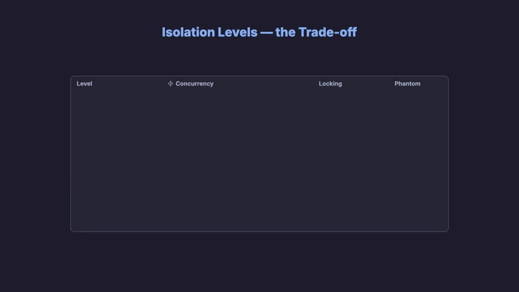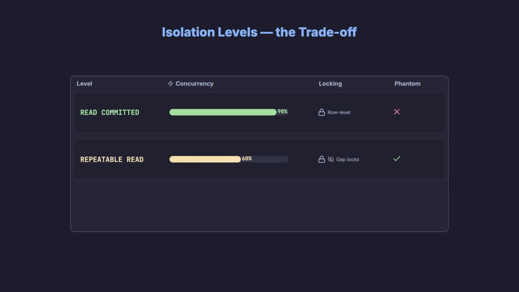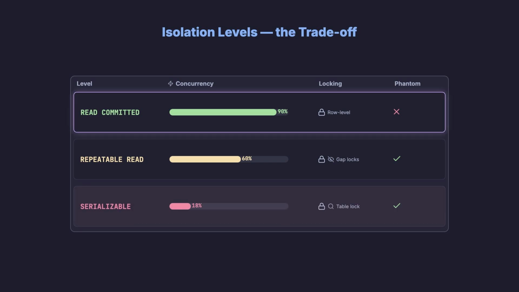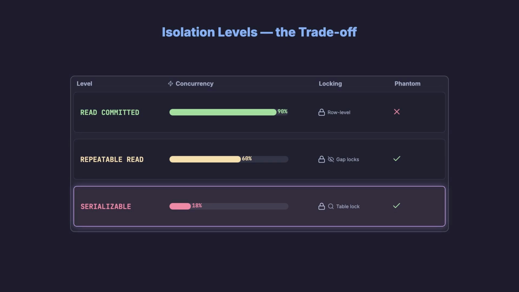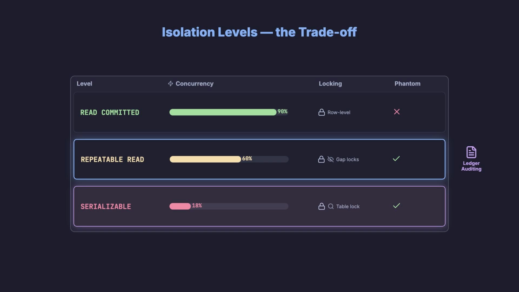The trade-off is straightforward. Read committed gives you the most concurrency. Repeatable read gives you point-in-time consistent reads and phantom protection at the cost of gap locking. Serializable adds more locking on reads, often bringing your system to a crawl. Unless your business logic demands that a range of rows cannot change for the duration of a transaction, like in ledger auditing where a second run of a query must return identical rows, you rarely need repeatable read or higher.